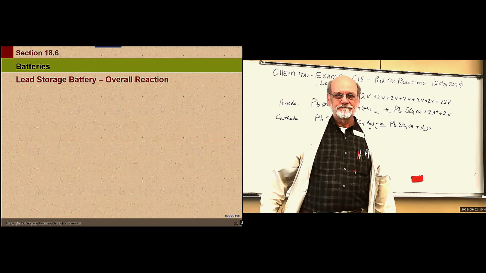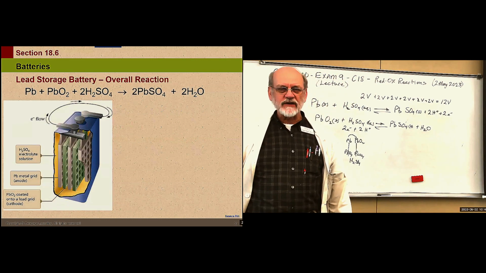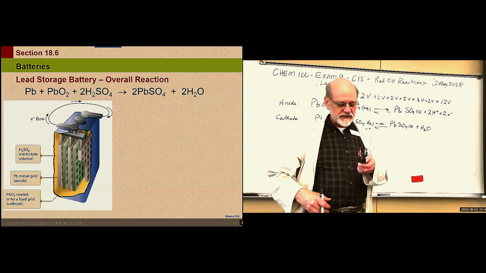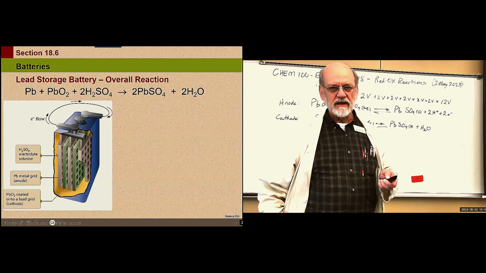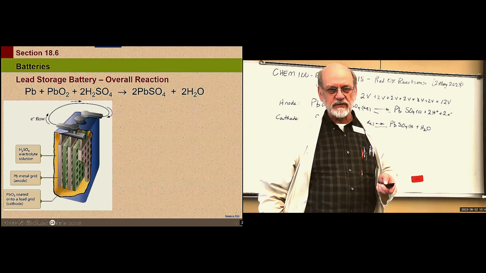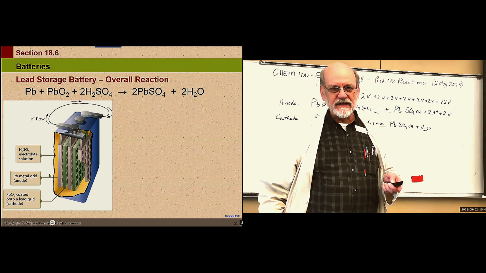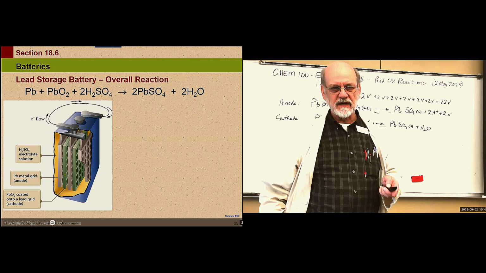Okay. So there's the overall reaction. There's the diagram. You can see the two different plates, right? There's the electrolyte, the solution in between them. There's the lead metal grid here. And this green one represents the lead 4 oxide plate.